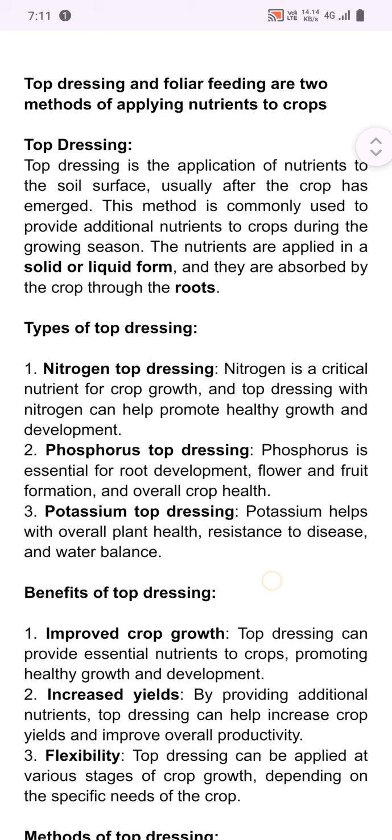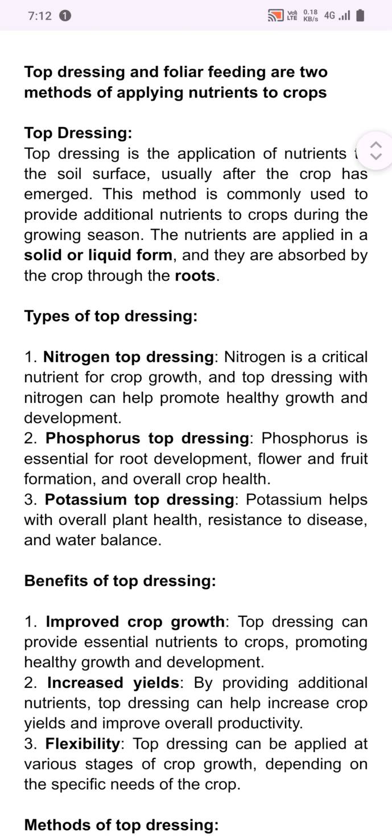Top dressing and foliar feeding are two types of methods of applying nutrients to crops. Today we are discussing top dressing and foliar feeding. Top dressing is the application of nutrients to the soil surface, usually after the crop has emerged. This method is commonly used to provide additional nutrients to crops during the growing season. The nutrients are applied in a solid or liquid form. They are absorbed by the crop through roots.